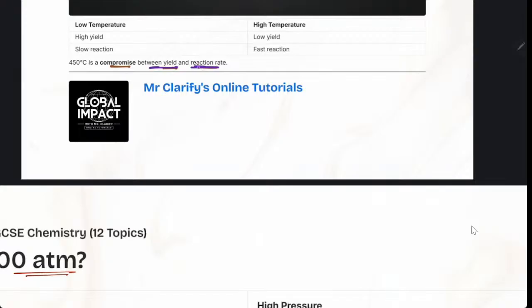So what we'll end up doing, we'll choose a 50-50, which is 450 degrees. It's a compromise, which means it's a 50-50 between yield and rate. So at 450, we'll make sure we get a good amount of ammonia and also not too slow. The speed is okay.